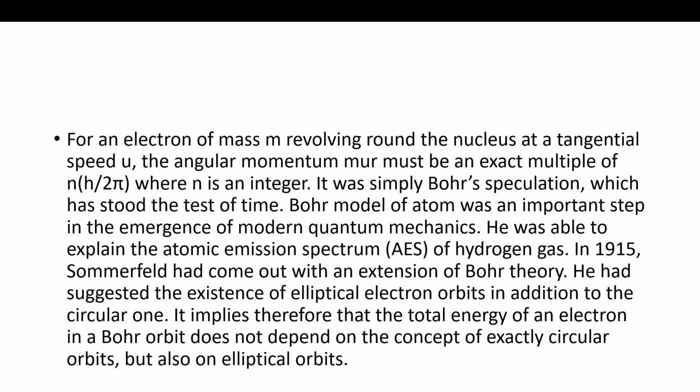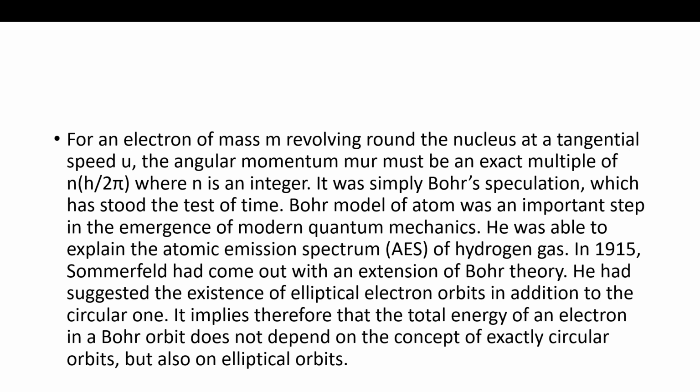For an electron of mass m revolving around the nucleus with velocity u, the angular momentum mur must be an exact multiple of h over 2 pi, where n is an integer. It was simply Bohr's speculation, which has stood the test of time. The Bohr model of the atom was an important step in the emergence of modern quantum mechanics. He was able to explain the atomic emission spectrum of hydrogen gas.